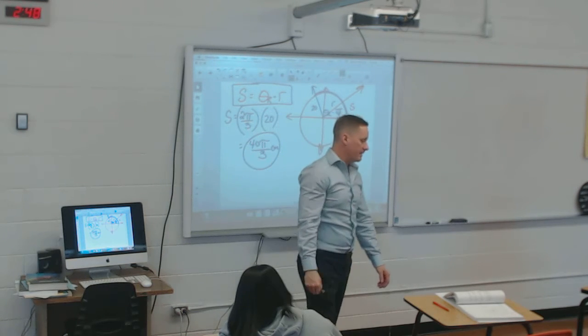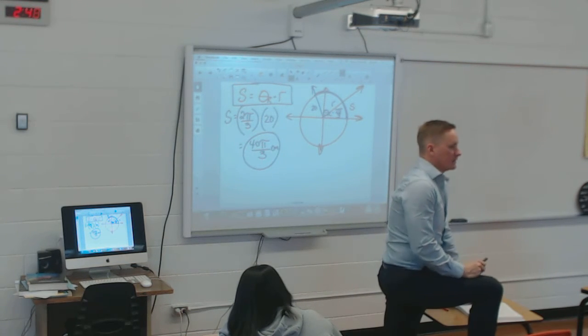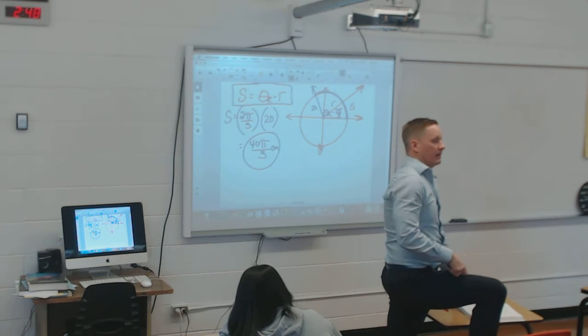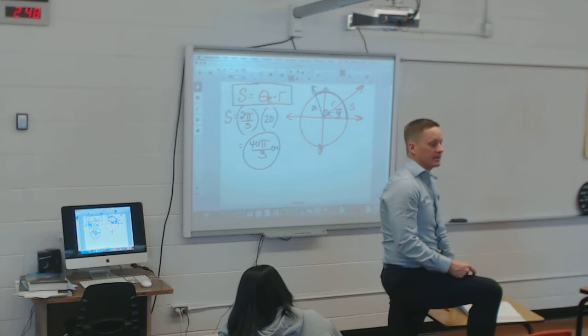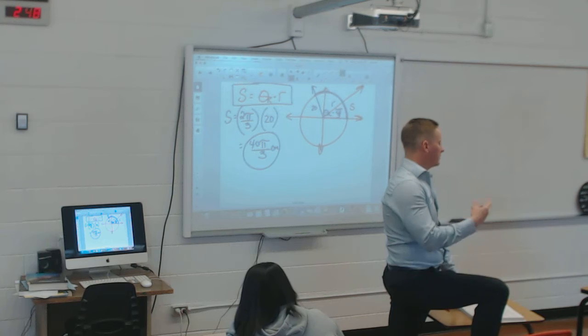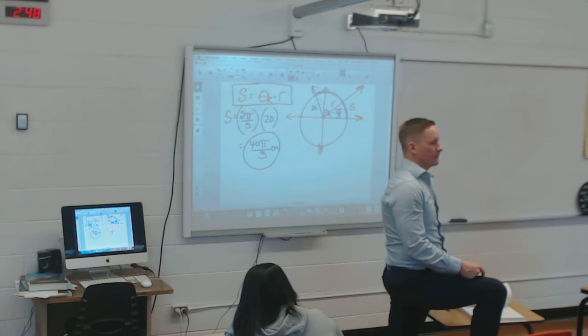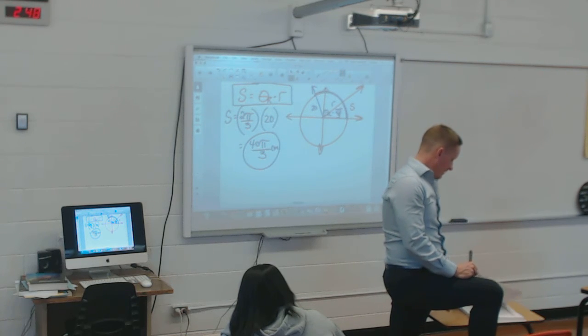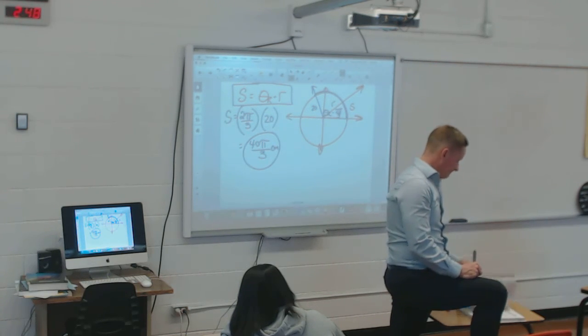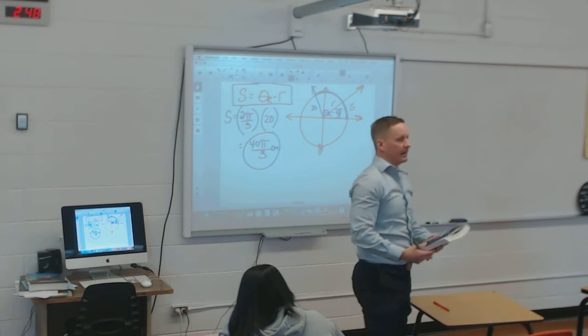Okay, if you look at B, what's the first thing that you notice? It's in millimeters. What's the second thing you notice? It's in degrees. You have to change that to radians and then do the question. Okay? All right. What's the first thing you're going to do right now? Page 128. Complete that, please.